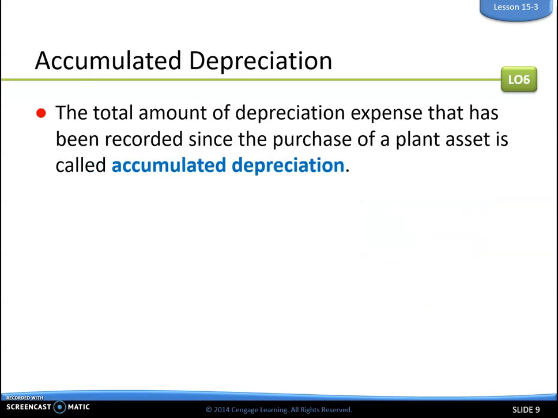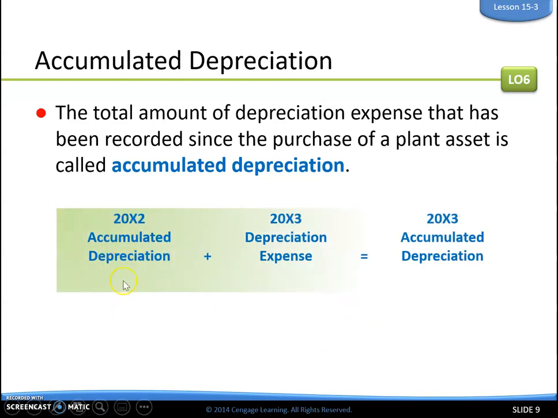Accumulated depreciation is the total amount of depreciation expense that has been recorded since the purchase of a plant asset. So every year, we're going to continue to add to our accumulated depreciation. Here they're showing us year 2. When we see this 20x2, we can look at that as year 2. We're going to take year 2's accumulated depreciation, and then add to it year 3's depreciation to then get year 3's accumulated. So it's just this running total of our depreciation.